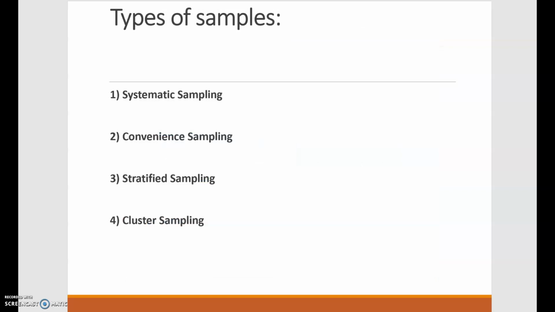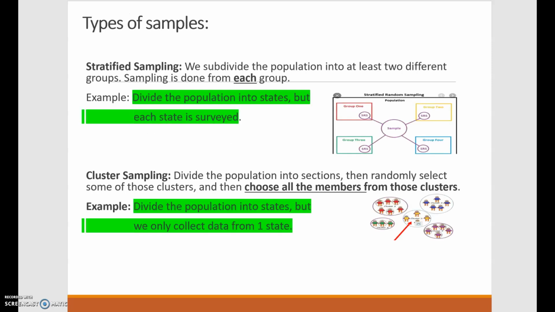Okay, let's take a look at types of sampling. So the basic idea is that a researcher is going to be trying to look for some sample, and from that sample, predictions will be made. So let's talk about the types of sampling.